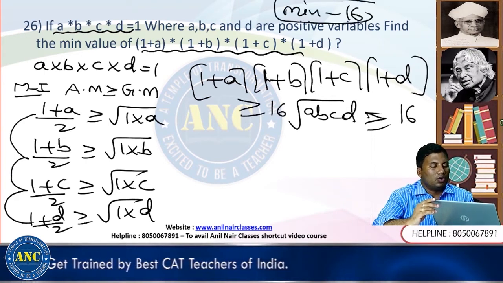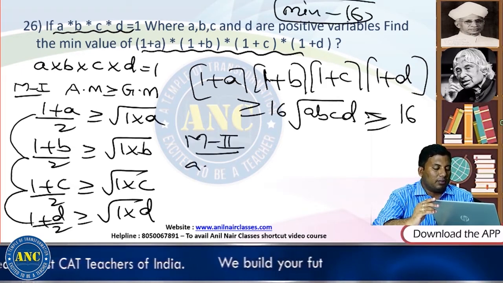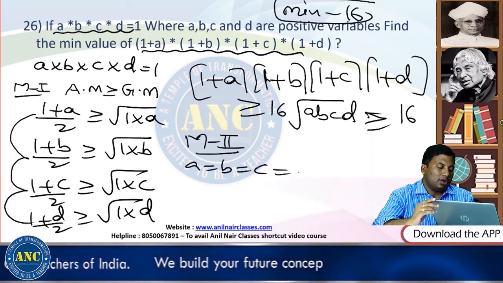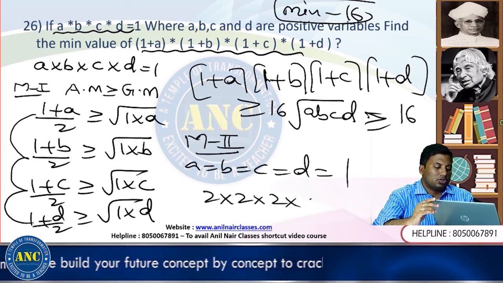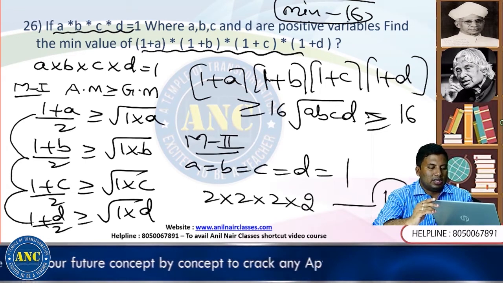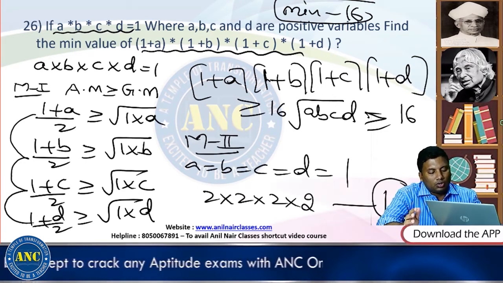You don't need to do all this. Method 2, directly, the minimum will be when the variables are equal. A equal to B equal to C equal to D equal to 1. 2 into 2 into 2 into 2. Answer is 16. Directly you will get this answer.